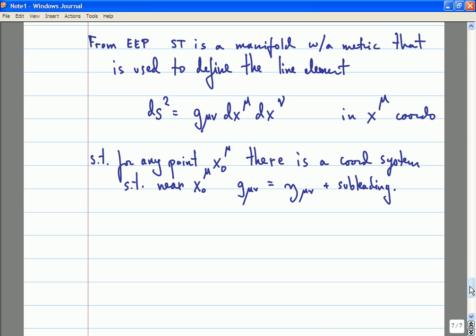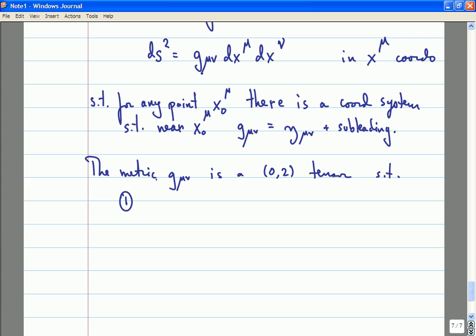Okay. So what precisely is this tensor g mu nu? The metric g mu nu is a (0,2) tensor with the following special properties. The first property that the metric has is that it is a symmetric tensor. g mu nu is equal to g nu mu. In particular, it's not a two-form. It's the opposite of the two-form. It's symmetric instead of anti-symmetric.